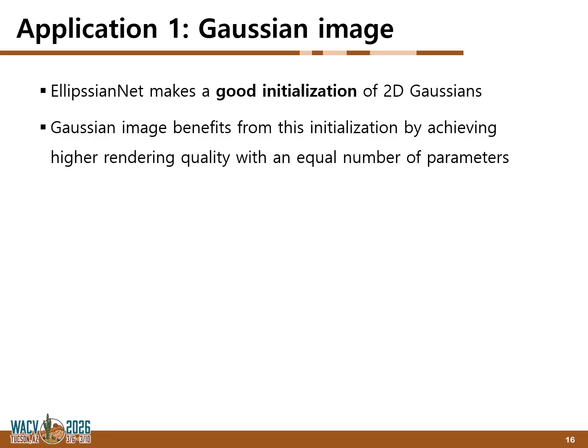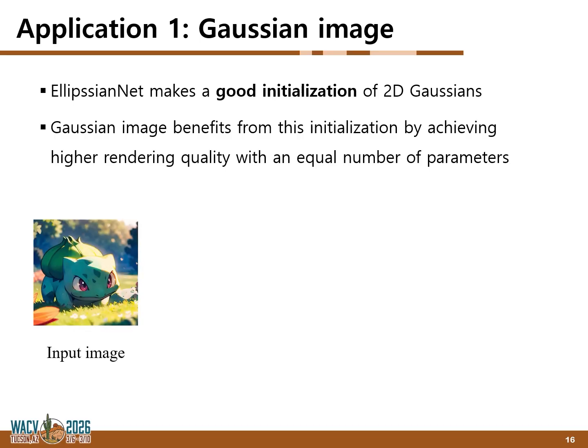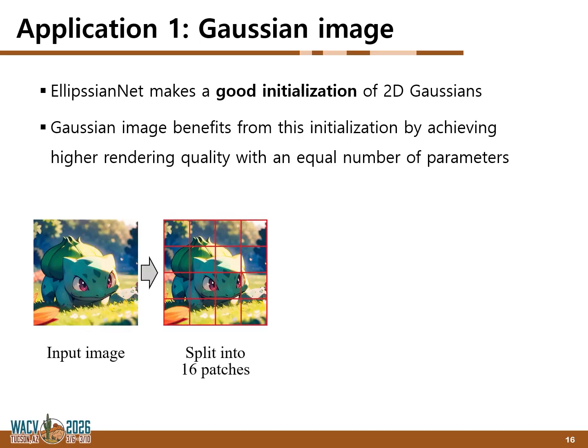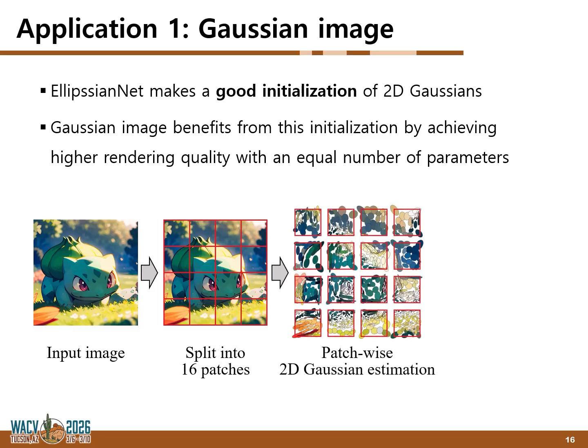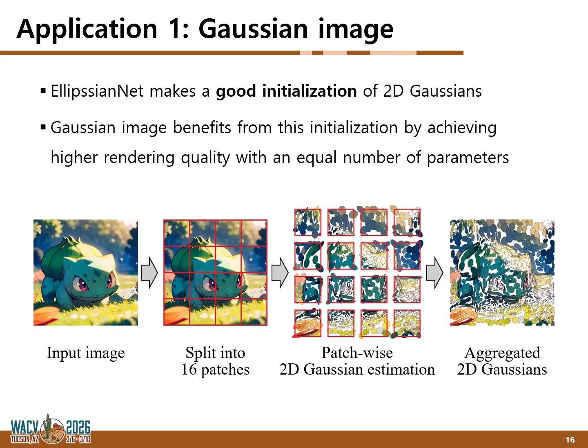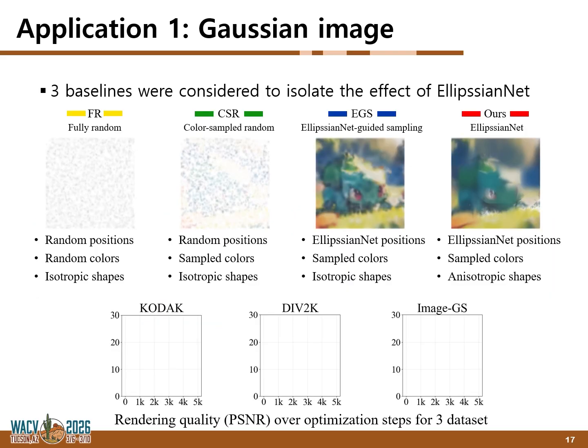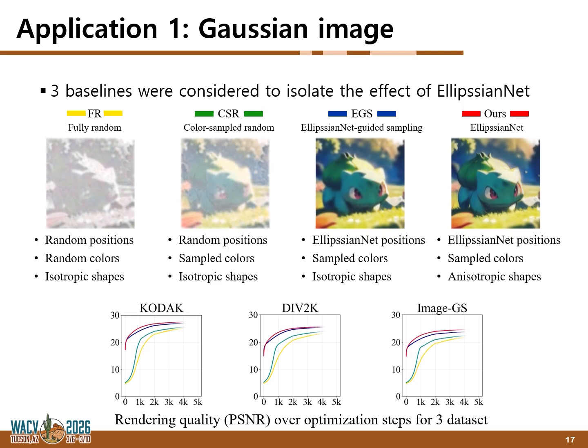In our implementation, the input image is divided into 4x4 patches, and EllipssianNet is applied to each patch. The resulting Gaussians are aggregated for initialization and optimization. For comparison, we considered three baseline conditions to isolate the effect of EllipssianNet. Our method begins with higher rendering quality and converges faster.